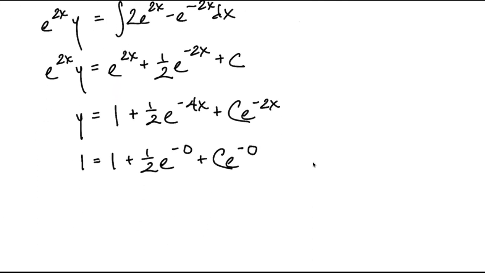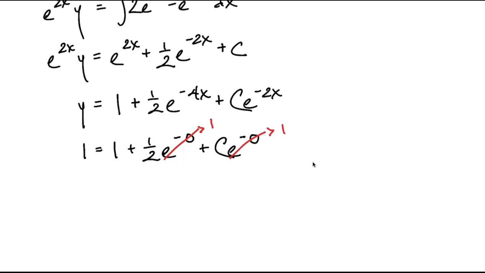And let's see, e to the 0 is going to give us 1. e to the 0 is going to give me 1. And so I end up with 1 equals 1 plus 1/2 plus c. And so from here, I get that c equals negative 1/2. Okay.